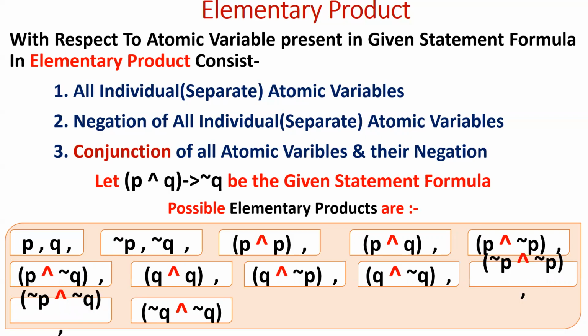So these are the possible elementary products with respect to P and Q. Suppose we have P, Q, and R, then definitely P, comma, Q, comma, R separately, negation P, comma, negation Q, comma, negation R separately, and here we are making groups of three atomic propositions P, Q, and R, and in between these atomic propositions we are using conjunctions. So these all are elementary products with respect to P and Q.